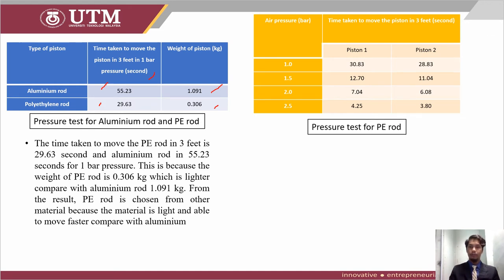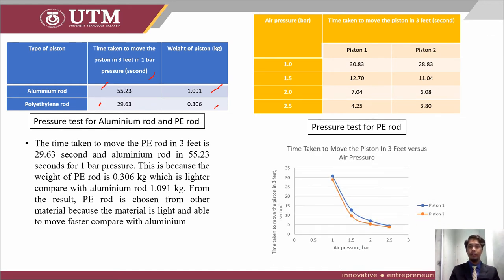From the graph, it shows that when the air pressure increases, the time taken decreases. It shows that it decreases exponentially. So when air pressure increases, it will increase the force to move the piston inside, and it will take a shorter time to move 3 feet.